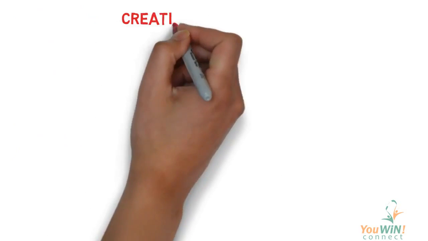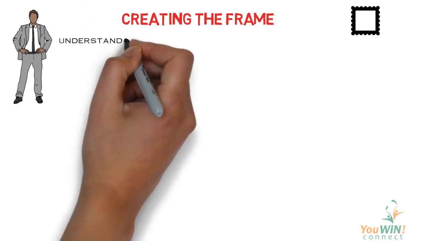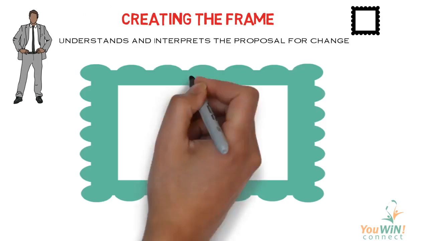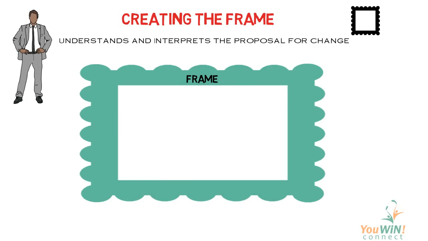Phase 2. Creating the frame. What is the purpose of creating the frame? It is to ensure that staff understand and interpret the proposal for change in a consistent way in order to gain acceptance and favorable outcomes. What does the frame consist of? It consists of the company-wide presentation or team meetings to inform staff about the change, the context of the change, and the plan for change.